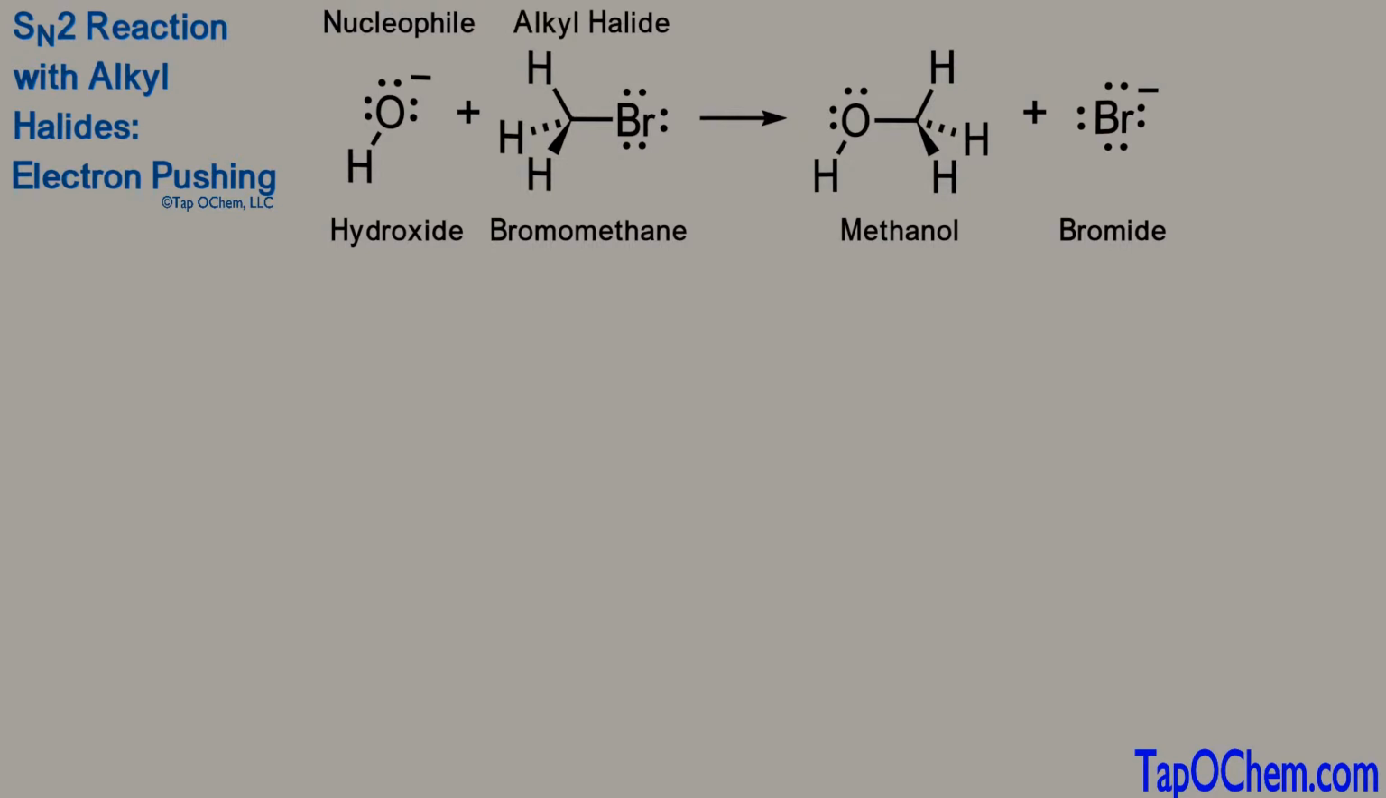Let's first see where the electrons start in the reactants versus where they end up in the products. In the reactants, we will change the color of one pair of electrons in hydroxide to blue and designate the carbon-bromine bond with green.